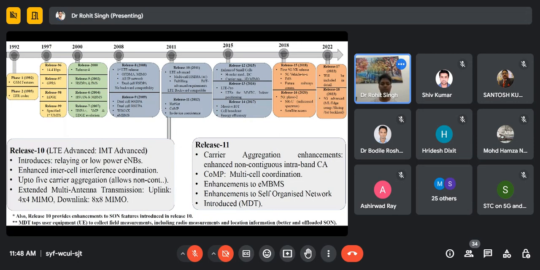Now again in releases 10 and 11 we had a provision to use 4 cross 4 MIMO in the uplink, and in the downlink we can use 8 cross 8 MIMO. Carrier aggregation enhancement. Next one is CoMP, Coordinated Multi-Point access scheme, which has been introduced in release 11. So these are some enhancements that have been made generation to generation and release to release.